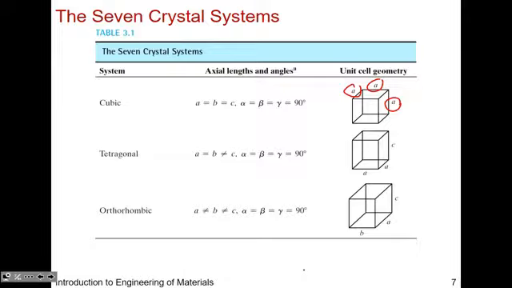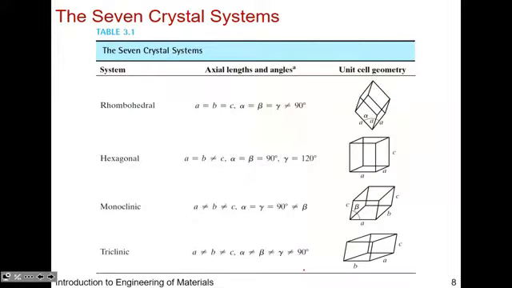That's the definition of a cubic system. Then you can expand upon that and say, well, if A and B are the same, so now you have A, A in the plane, but C is different, but all the angles are still 90 degrees, then that's tetragonal. And then you build upon that. What happens when A is not equal to B, is not equal to C, but all the angles are still 90 degrees? Then that's orthorhombic. So that's how we start taking away symmetry. These are all the shapes, also known as crystal systems.